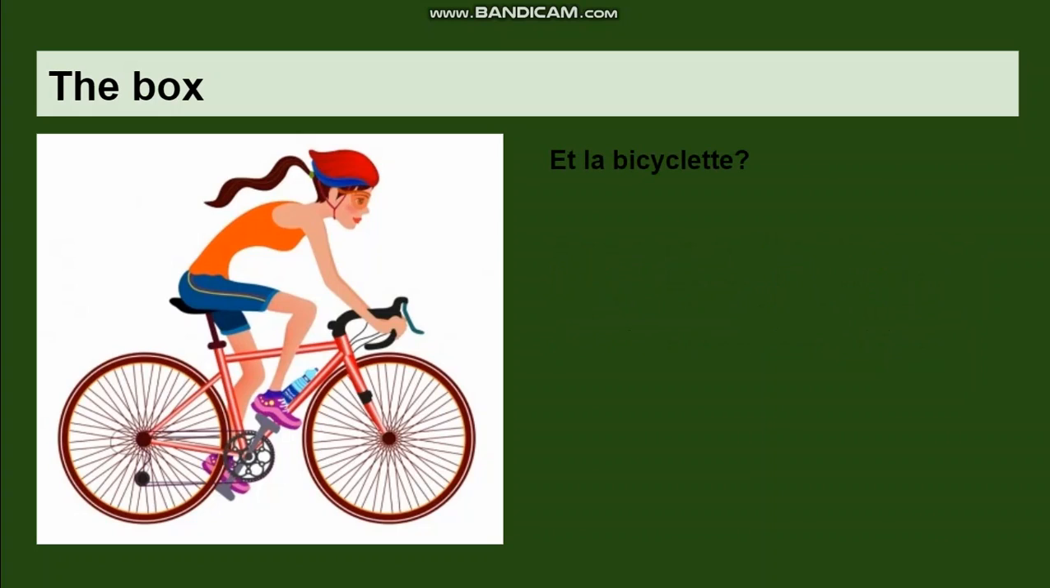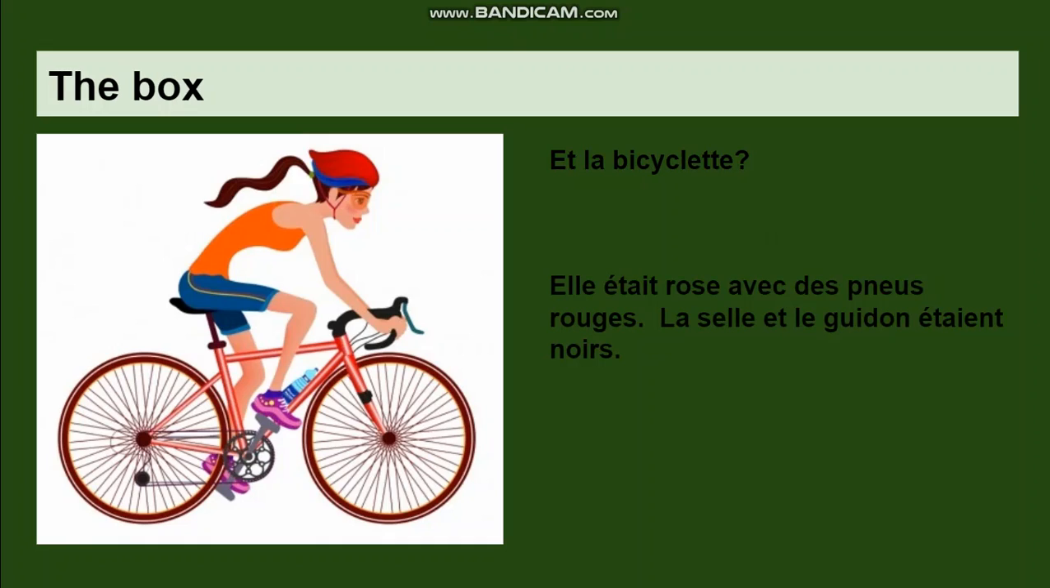Et la bicyclette? Well, to describe the bicycle, we're also going to use the imperfect. So, elle, meaning the bicycle, because bicycle is feminine, elle était rose avec des pneus rouges. It was pink with red tires. La selle et le guidon étaient noirs. The seat and the handlebars were black.